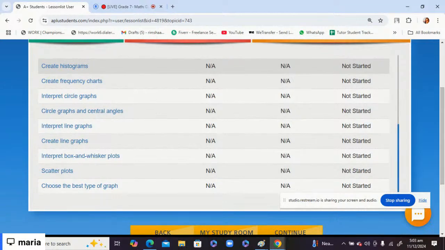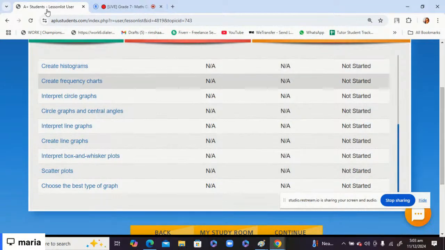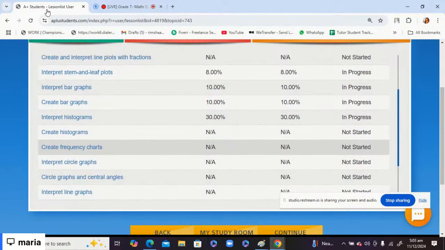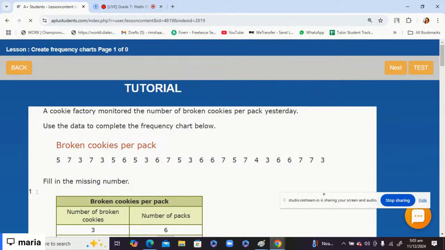So we are interested in creating frequency charts. This is our first lesson, okay? Grade 7 and then view all chapters. There are different chapters, so create the frequency charts. Let's start.